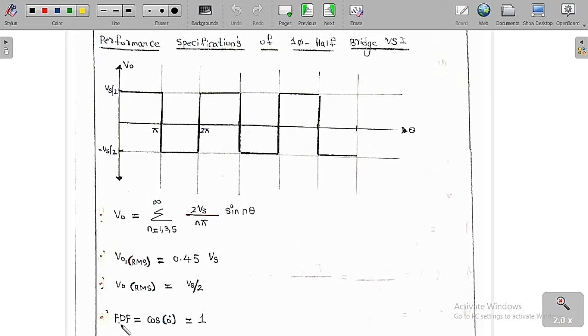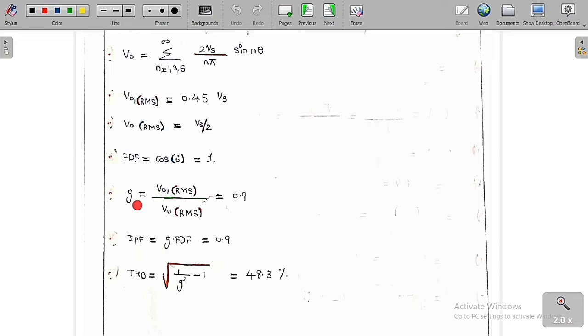If you want to find the fundamental displacement factor, as there is no alpha, alpha is equal to 0, there is no delay, so cos 0 is equal to 1. G is called the distortion factor, the ratio of the fundamental RMS component to the overall RMS value. So for the output voltage, the RMS value of the fundamental component divided by the RMS value of the overall output voltage, since we know both, we just divide and we get 0.9.